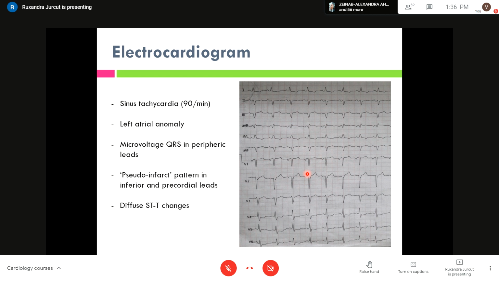And the main forms of cardiac amyloidosis are the AL amyloidosis, which is usually related to myeloma or to monoclonal gammopathy, and transthyretin amyloidosis, which is genetic or senile.